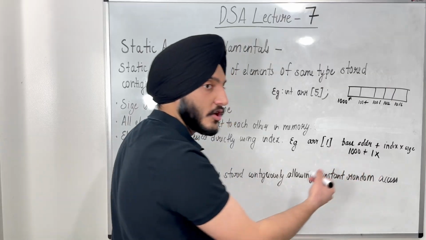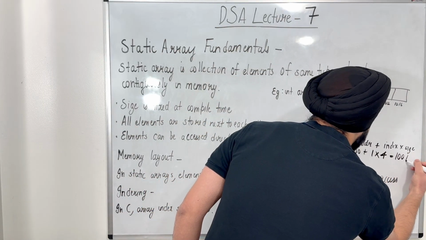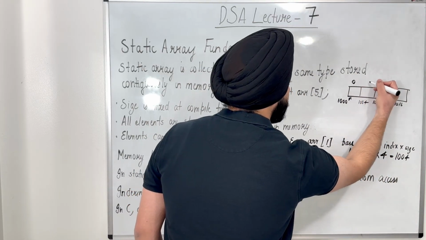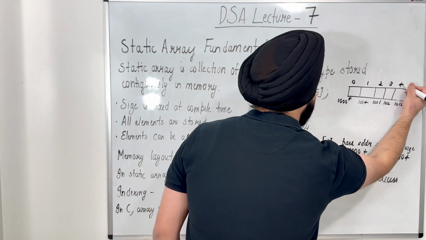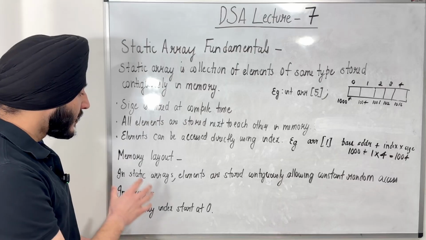So in this case, it's going to be 4 bytes, right? So I do 4. So this would give me 104, and that is going to be the index of element 1. So this is element 0, this is 1, 2, 3, 4, right? So I hope that makes sense. Now let's take a look at the memory layout.